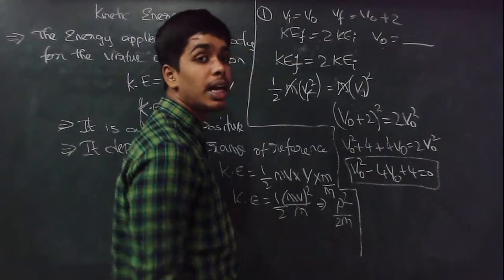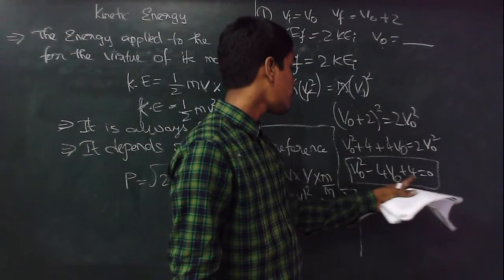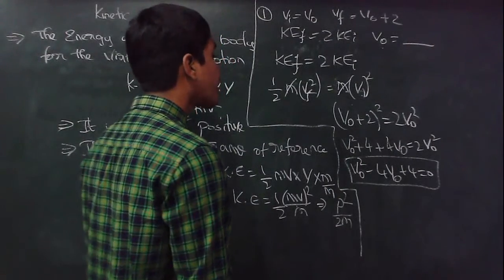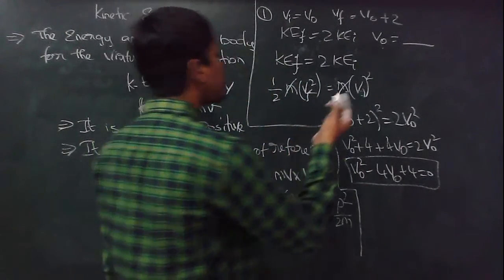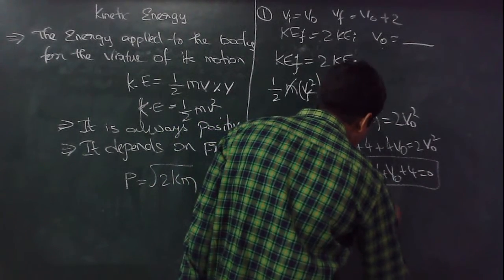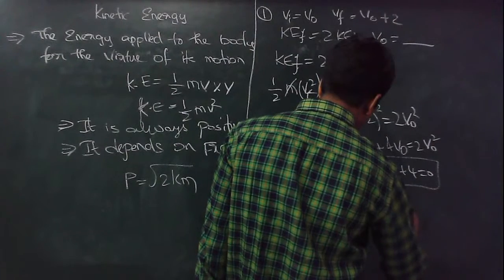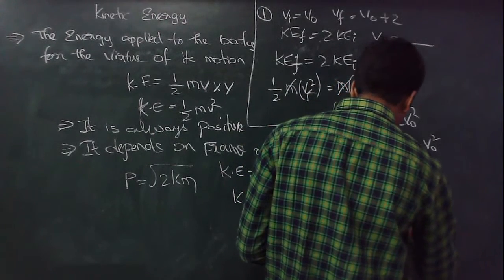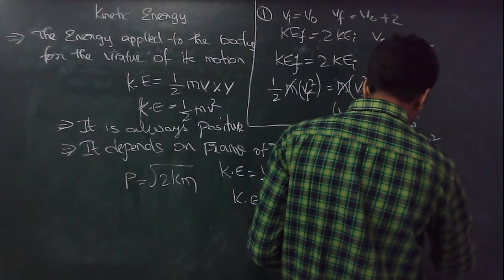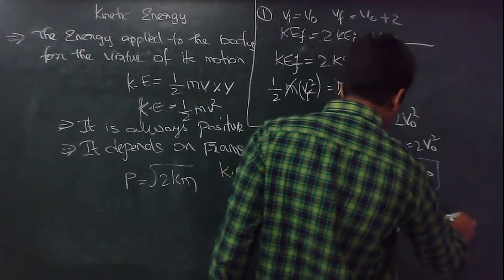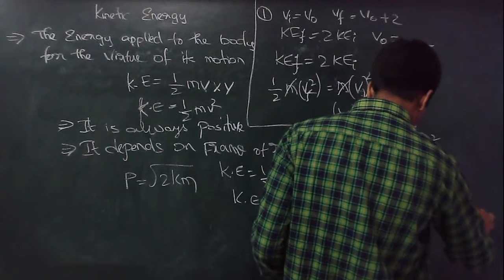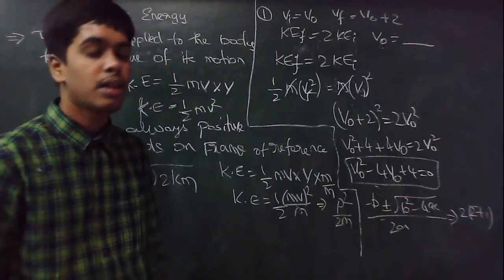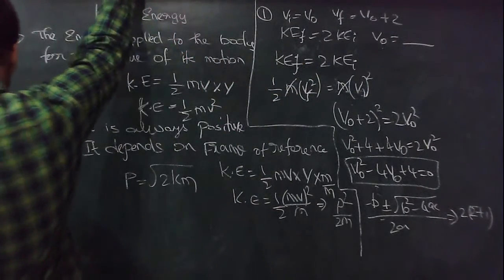By solving this, if we solve this you can get the initial value. So by using minus b plus or minus square root of b square minus 4ac upon 2a, you can get that it is 2 into root 2 plus 1. Okay, this is the answer. Now let's see the next problem.